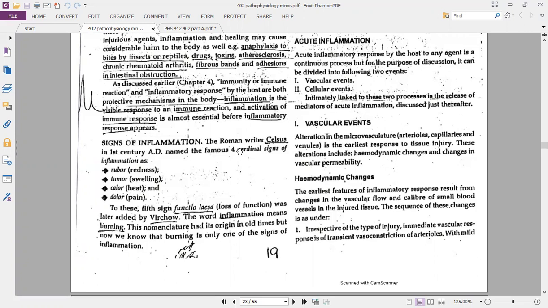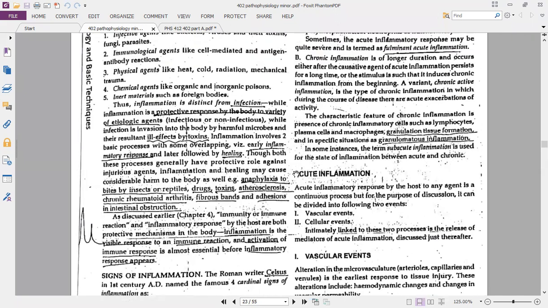Now, apart from these four cardinal signs, a fifth classical sign was added. You can call these cardinal signs or classical signs. A fifth classical sign was added by Virchow, and this was referred to as functio laesa. Functio laesa is loss of function, which tells you that when a particular region of the body is inflamed, not only will it undergo redness, swelling, heat, and pain, but it will suffer from loss of function as well.